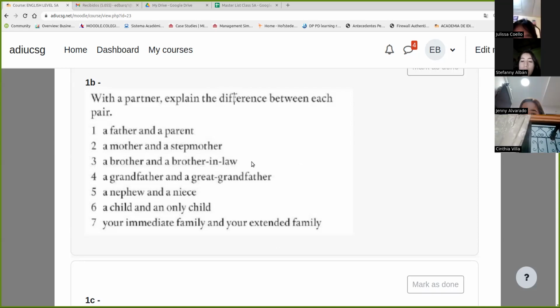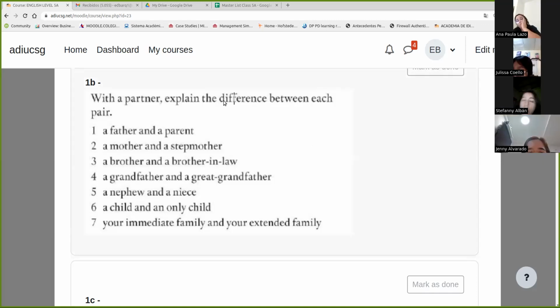What's the difference between a nephew and a niece? Jenny Alvarado. A nephew and a niece. It's like the children of my brother or sister. Nephew, I think it's for male, and niece for female. It's female, right? So the nephew is a boy and the niece is a girl. Yeah. That's basically the difference. Thank you very much, Miss Jenny. Now, what is the difference between a child and an only child, Ana Paula Lazo?